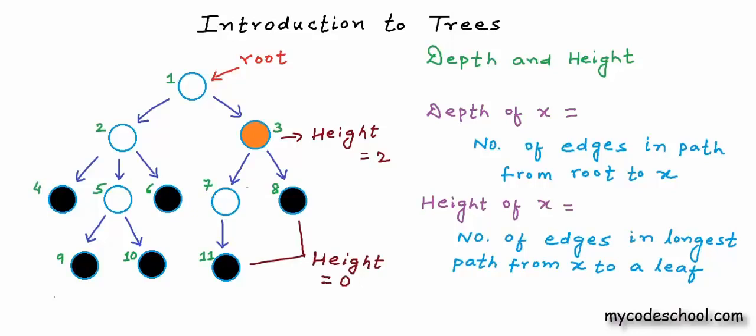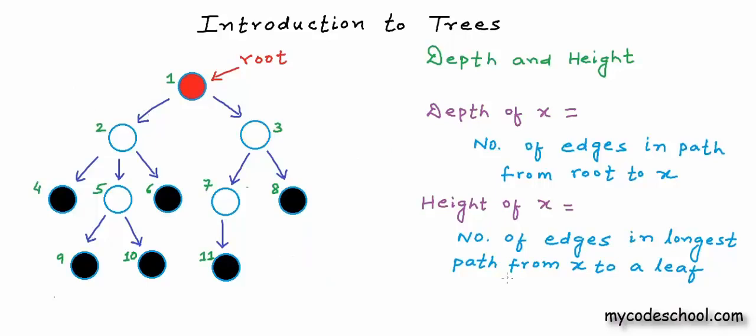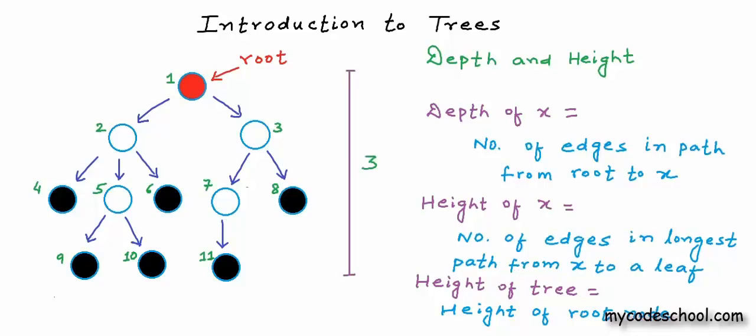So what will be the height of the root node in this tree? We can reach all the leaves from the root node. The number of edges in the longest path is 3. So the height of the root node here is 3. We also define the height of a tree. Height of a tree is defined as the height of the root node. The height of this tree that I'm showing here is 3.